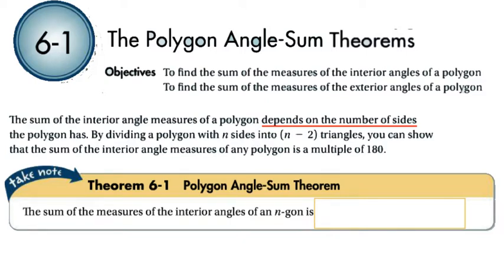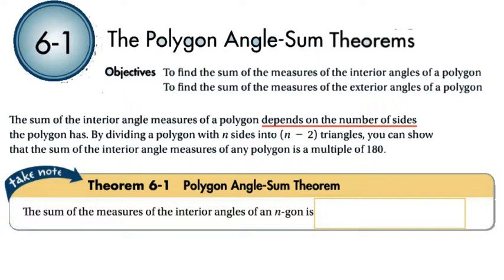Well, welcome to the first section of Chapter 6. We are going to be talking about polygons, and we are specifically going to be talking about the sum of the measures of both interior and exterior angles in polygons. And the first thing you're going to need to know is that the sum of those interior angles and the exterior angles is dependent upon the number of sides that each polygon has.